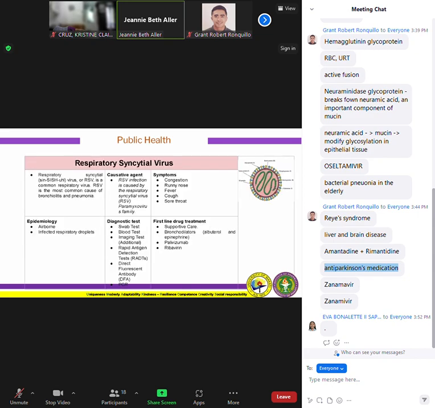So, for the description, RSV is a common respiratory virus that usually causes mild, cold-like symptoms. Most people recover in a week or two, but RSV can be serious, especially for infants and older adults. In older adults, RSV is the most common cause of bronchiolitis, an inflammation of the small airways in the lungs, and pneumonia, an infection of the lungs.